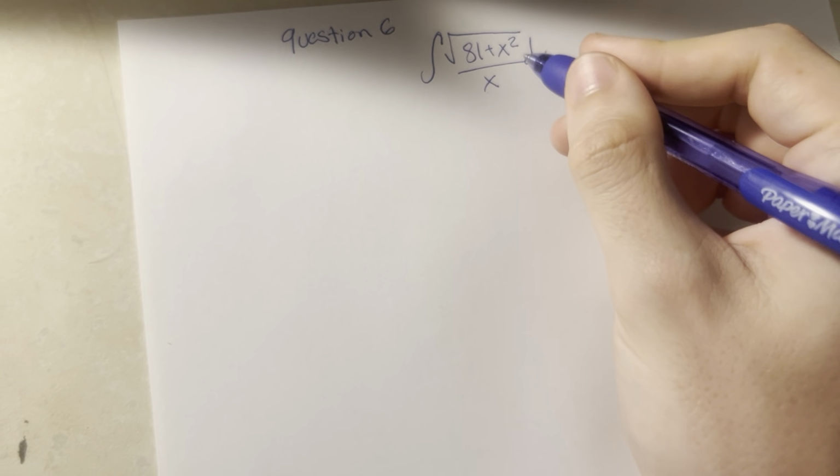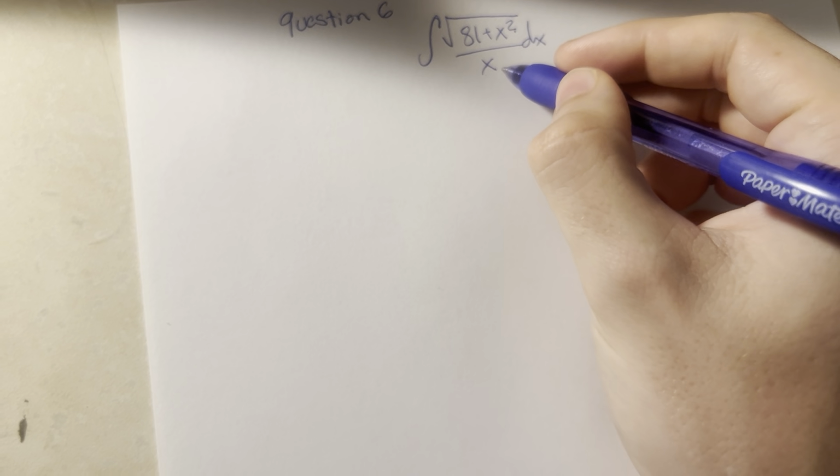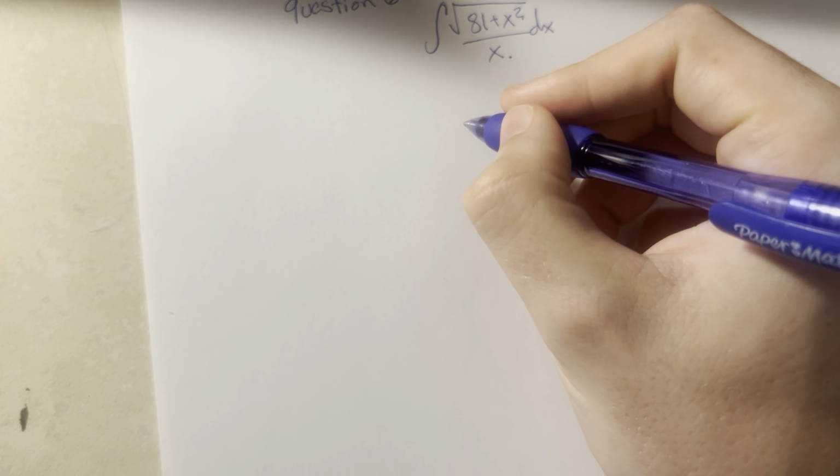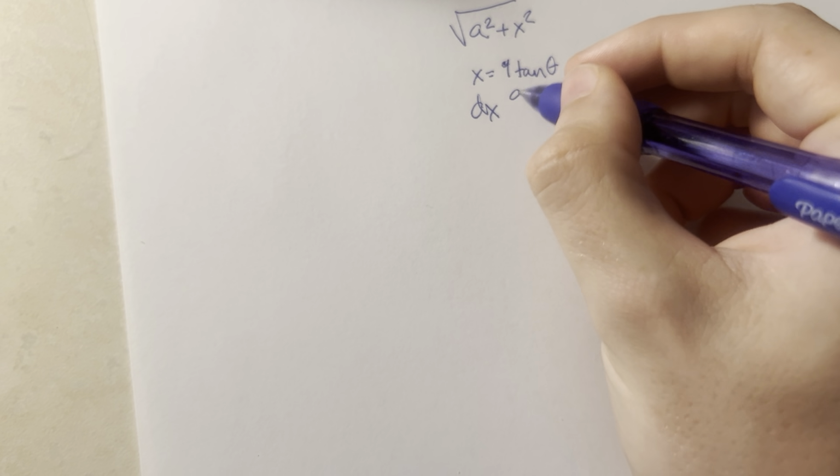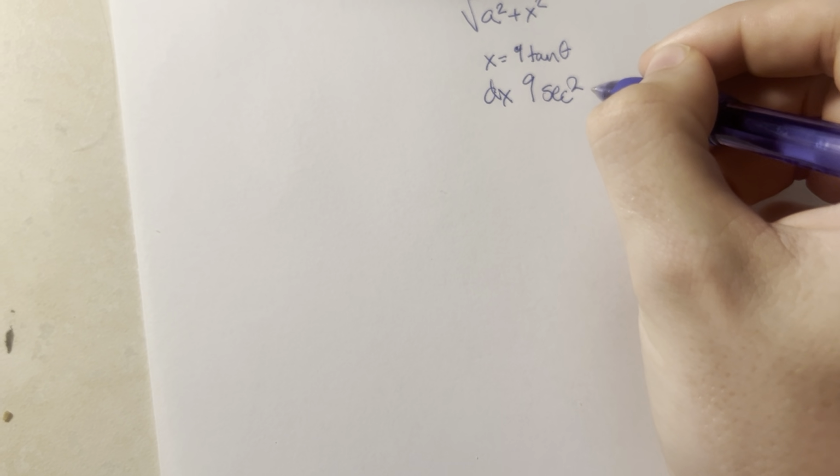We need to find the integral of the square root of 81 plus x squared. To do this, we need to perform a trigonometric substitution. Since the constant is added to x squared, the substitution we would use is x equals 9 tangent theta, 9 being the constant, and then the derivative of which would be 9 secant squared theta d theta.